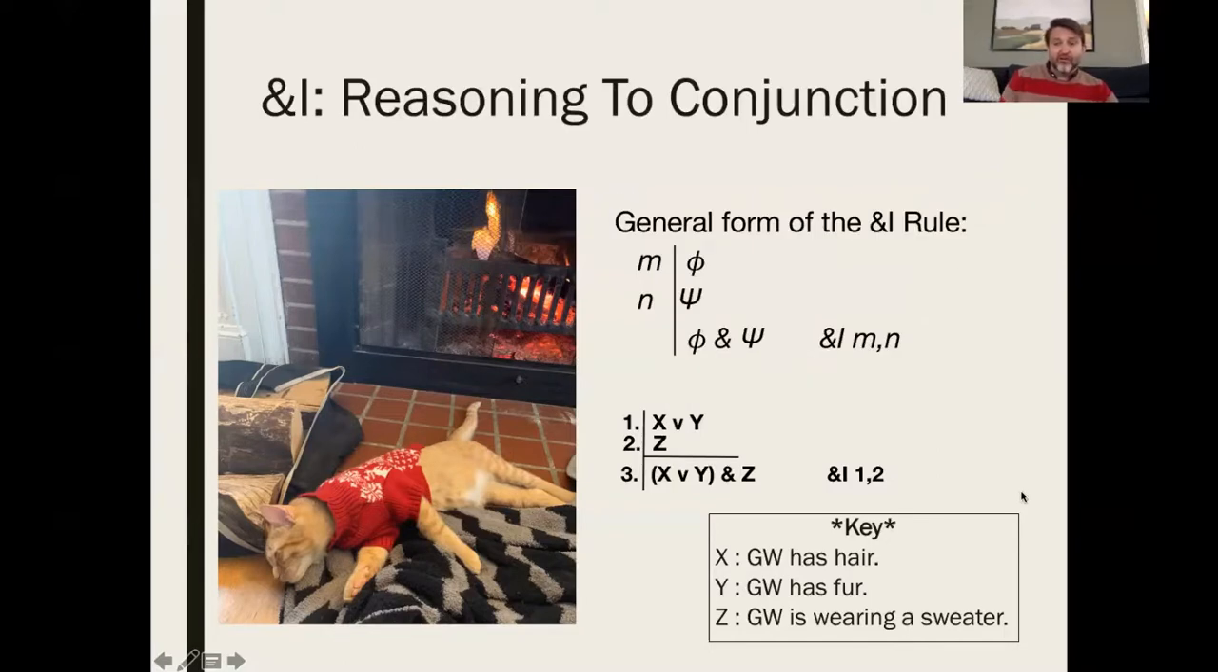So the general form of this conjunction introduction rule is the following. Suppose that at step M, you have the statement phi, and at step N, you have the statement psi. Then you can infer phi and psi using conjunction introduction from these two steps that occurred at M and N. And you will cite those two things, or more things that end up getting conjoined, in your application of this rule.